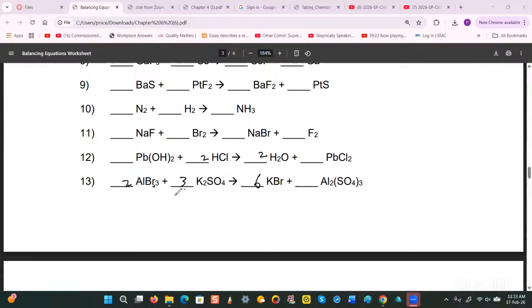That number added. So now we have 6 potassiums on both sides, right? 22. And let's see. As far as the sulfur is concerned, 3 times, that's 3 here, 6, and this is 3 here. And then oxygens, you have 3 times 4, 12. You have 12, so everything is balanced up. I'm just gonna write good ones.